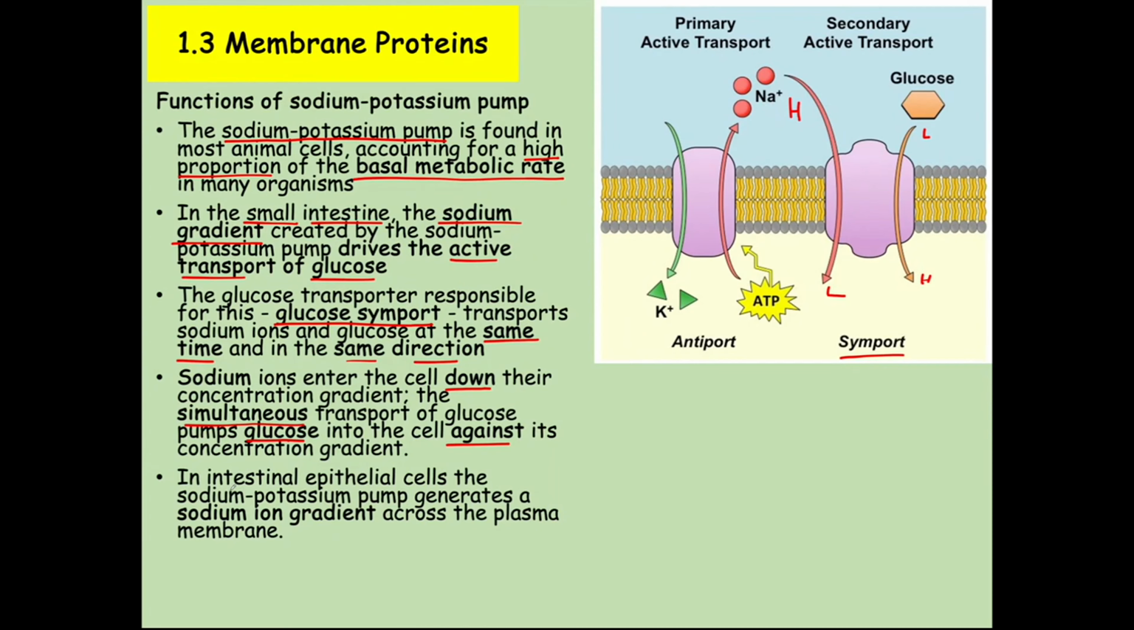So in our intestinal epithelial cells, that's the cells which line our intestine, the sodium-potassium pump will generate a sodium ion gradient. It will make all the sodium go to this side so that we've got a gradient for it to move down, which will then simultaneously transport our glucose from a low concentration against the gradient to a high concentration inside our cells.